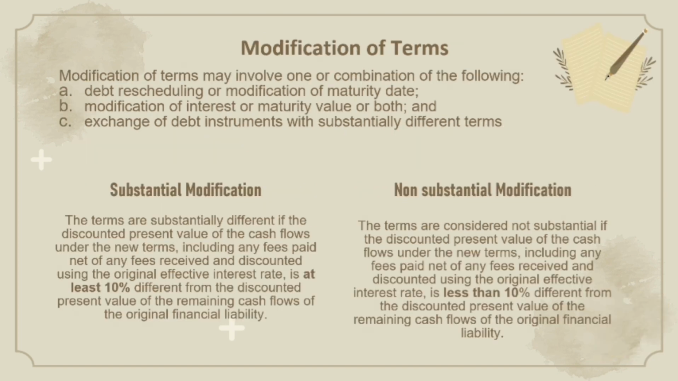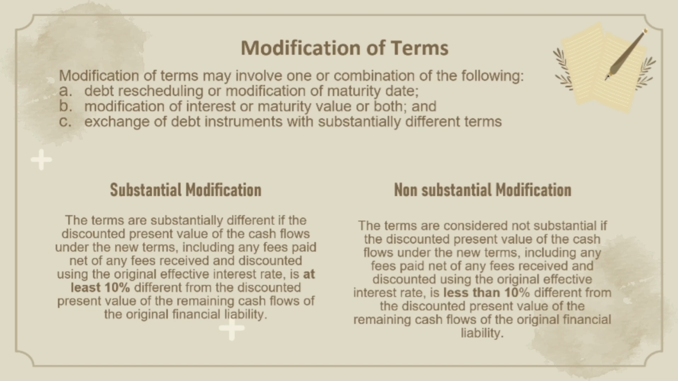Modification of terms may involve one or a combination of the following: debt rescheduling or modification of maturity date, modification of interest or maturity value or both, and exchange of debt instruments with substantially different terms. So when we say substantial modification, the terms are substantially different if the discounted present value of the cash flows under the new terms, including any fees paid, not any fees received, and discounted using the original effective interest rate, is at least 10% different from the discounted present value of the remaining cash flows of the original financial liability.